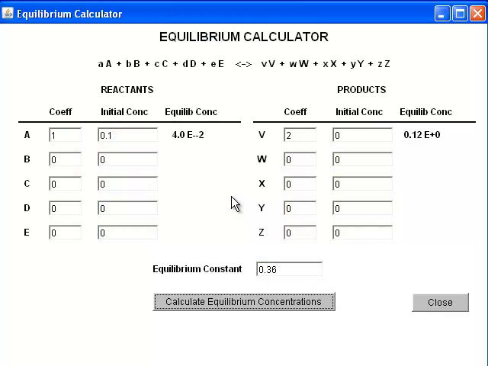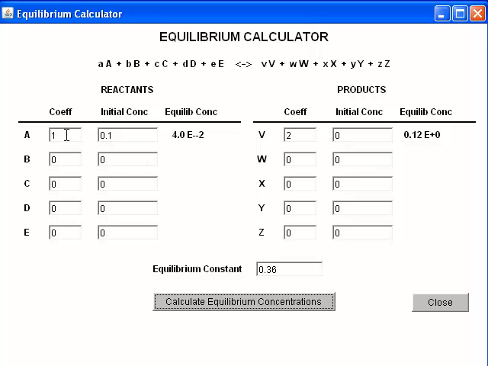And here it is, the Equilibrium Calculator. All right, looks like I already put in some numbers here, but essentially what you do is you just put in coefficients and concentrations initially, click this button, and then what's given by this calculator is equilibrium concentrations.